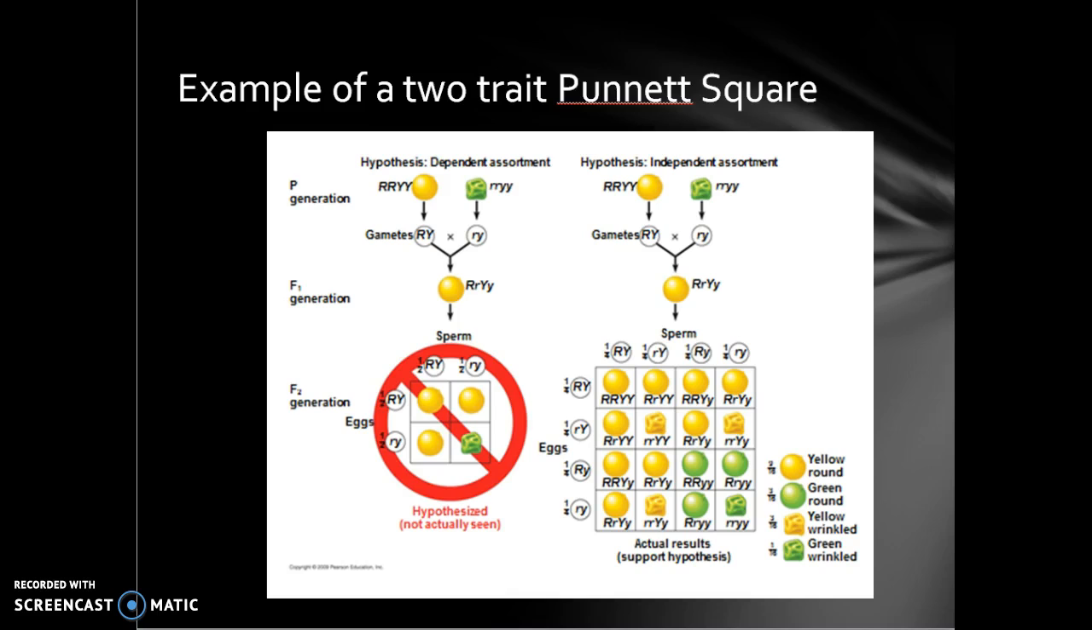He did a 2-trait experiment because he wanted to test out how the alleles were assorted. Did all the recessives always go together and all the dominants always go together? Or did they sort independently of one another? Was every possible combination possible? And so he did the experiment where he took round yellow seeds and bred them with green wrinkled seeds. Round is dominant to wrinkled, and yellow is dominant to green.